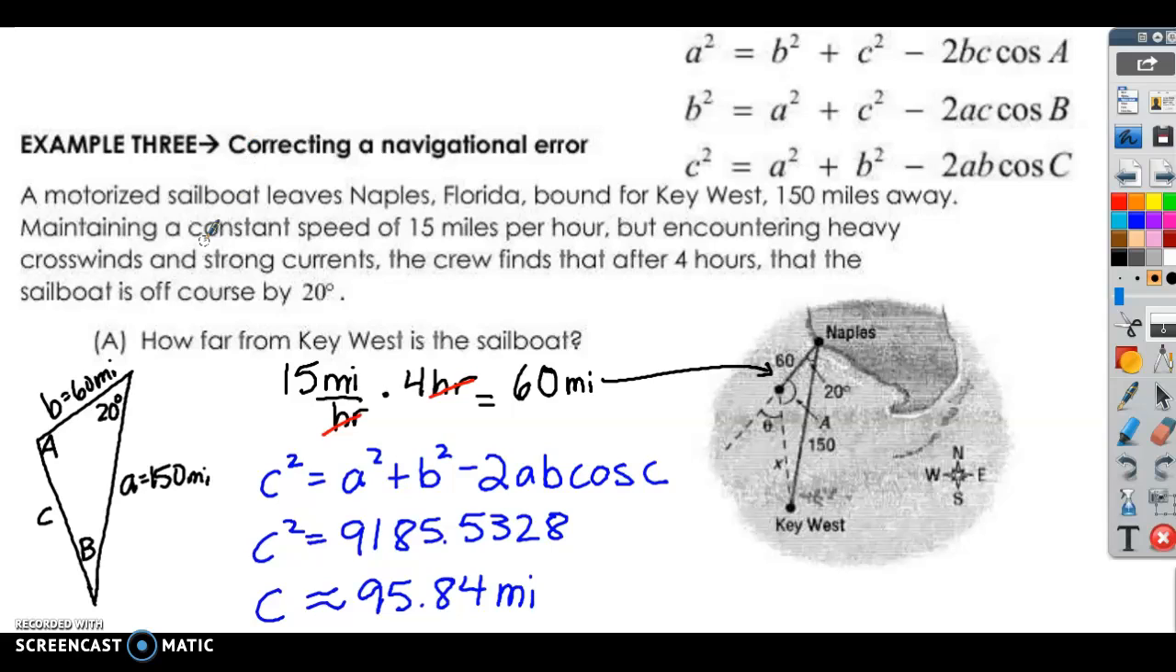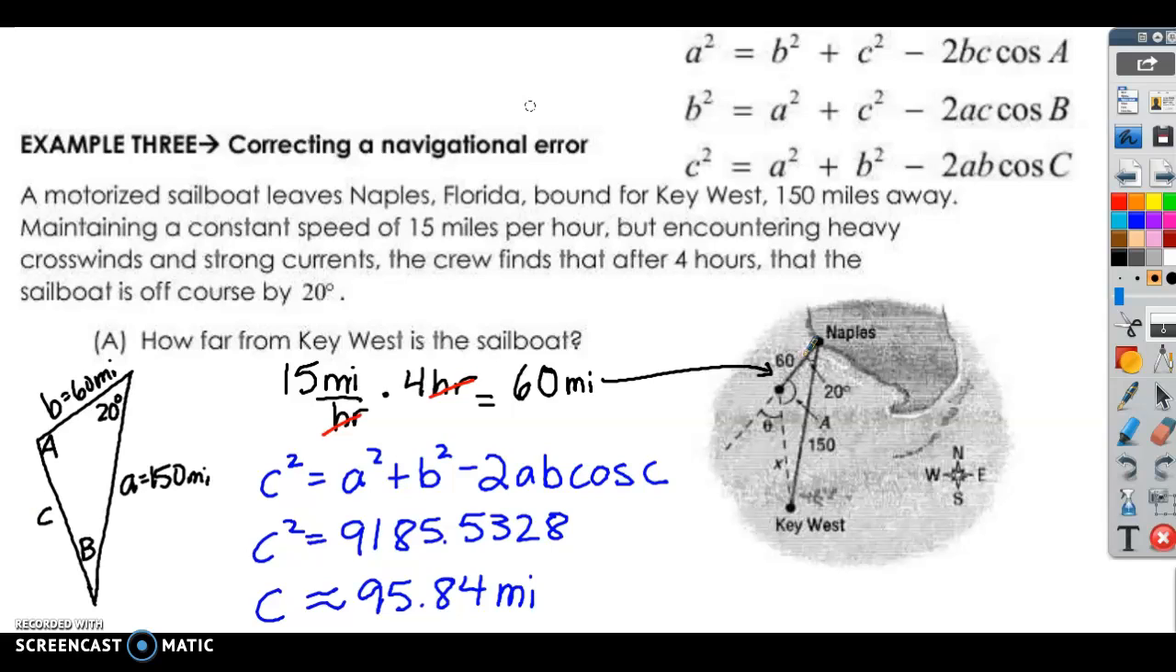Sometimes you might get a word problem. A motorized sailboat leaves Naples, Florida, bound for Key West, 150 miles away, maintaining a constant speed of 15 miles per hour, but encountering heavy crosswinds and strong currents. The crew finds that after 4 hours, the sailboat is off course by 20 degrees. They've got a diagram here, and I redrew it over here as a triangle, because I like doing that myself.